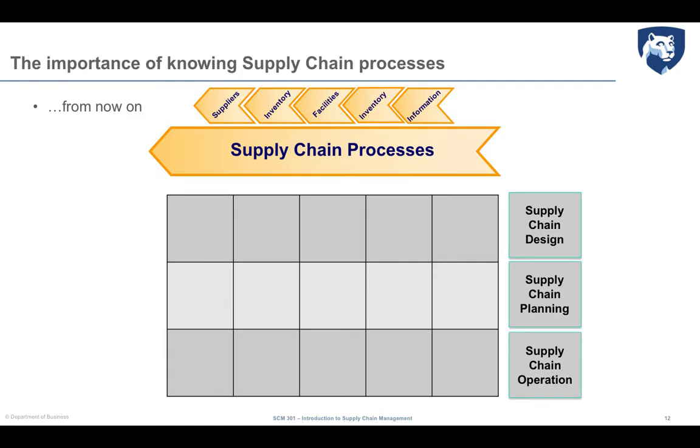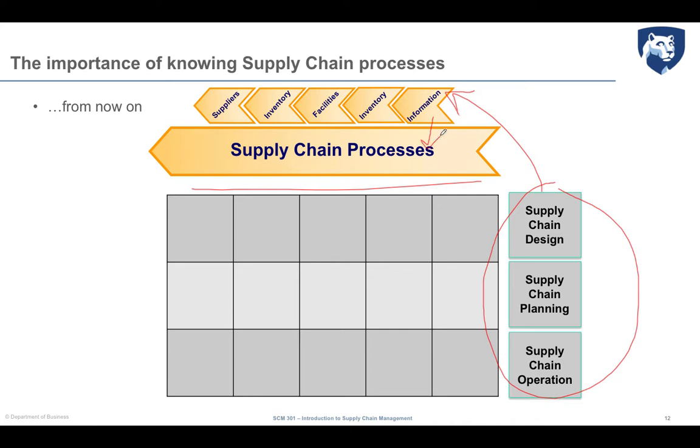Then we have closed this module by talking about supply chain management processes. In particular, we have seen that the supply chain decisional matrix is structured in this way: decisions involve decisional objects, but impact first at the process level.